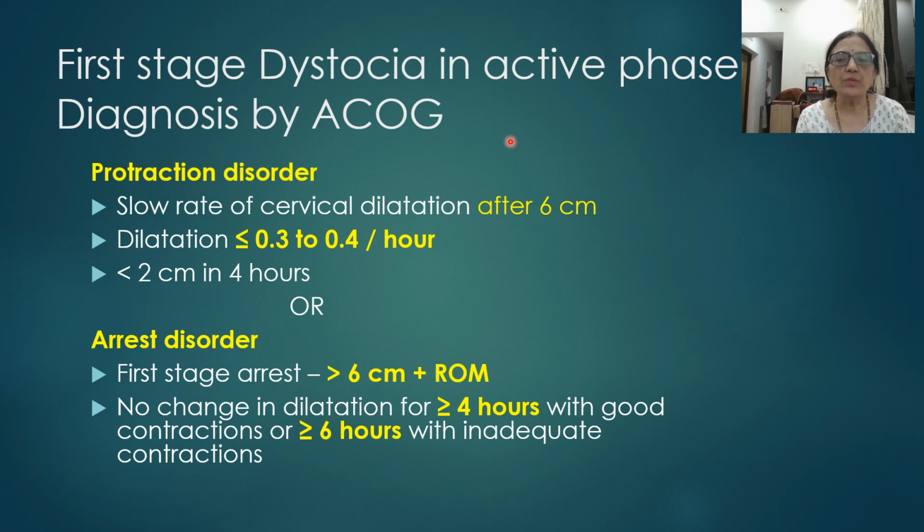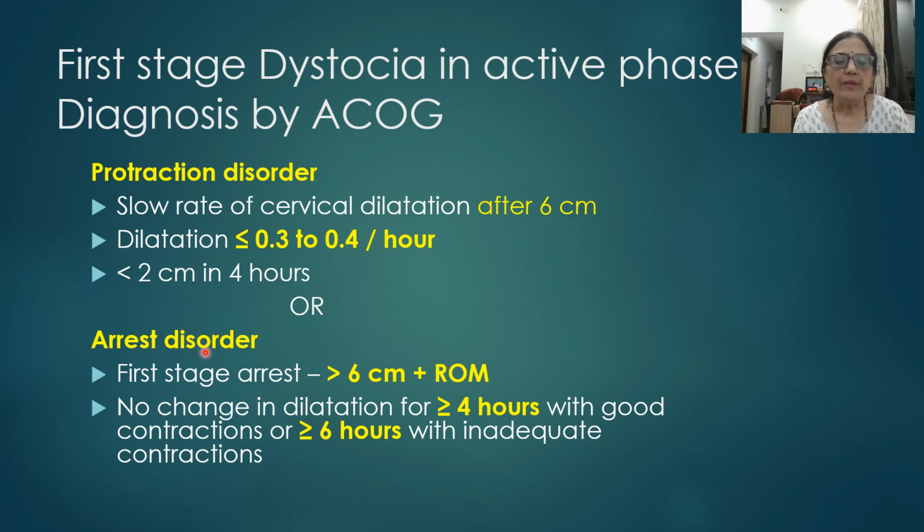Now coming to the diagnosis of dystocia. By American guidelines, it has been divided as protraction and arrest disorder. Protraction is slow dilatation of cervix, which is taking place after 6 centimeters, that means in active phase, where the rate of dilatation is 0.3 to 0.4 centimeters per hour or even less than that. In other words, if we repeat per-vaginal examination after 4 hours, the dilatation will be less than 2 centimeters.